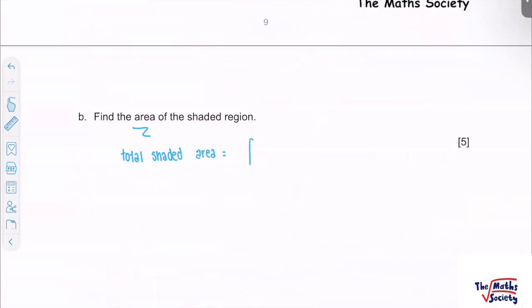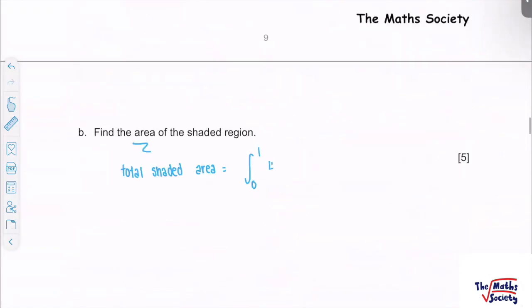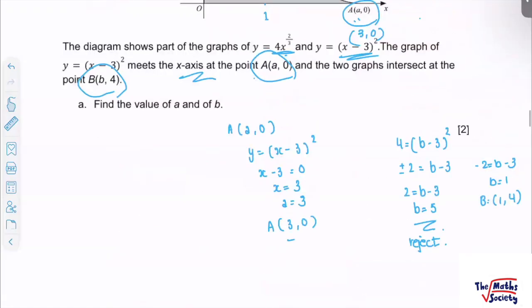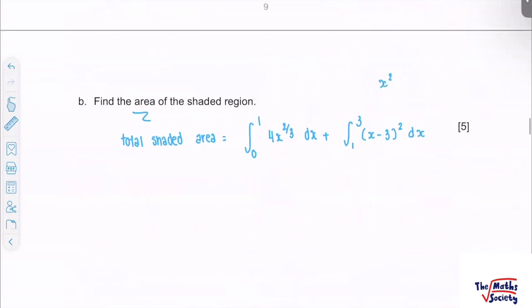That's going to be 0 and 1, and the equation was x power 2 by 3 dx plus, oh, it's 1 to 3, right? Something squared, which is x minus 3 squared dx. So x minus 3 squared is x squared minus 6x plus 9.